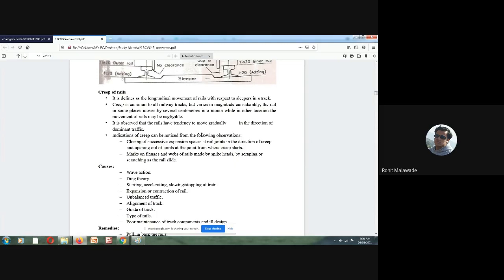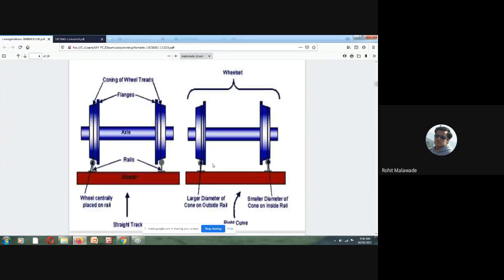There is an outside pressure that is going to be created more. When we have the coning of wheels, there will be more pressure on the outside rail. This results in wear of the outer rail. There is also a possibility of wide gauging. Your gauge is going to increase.